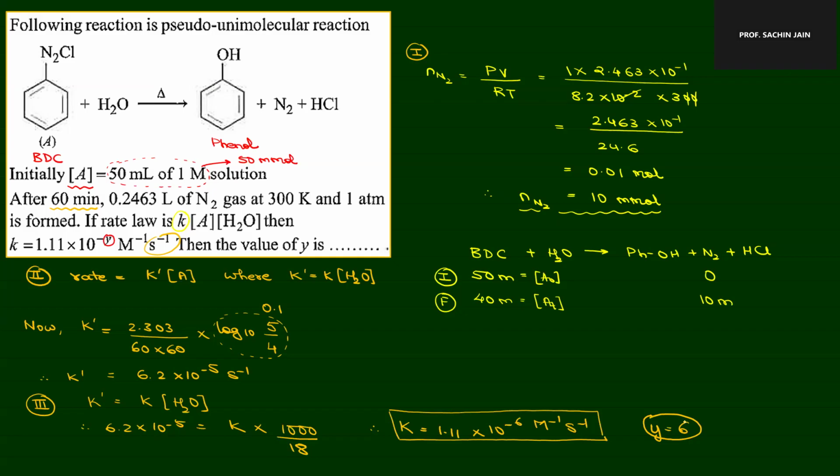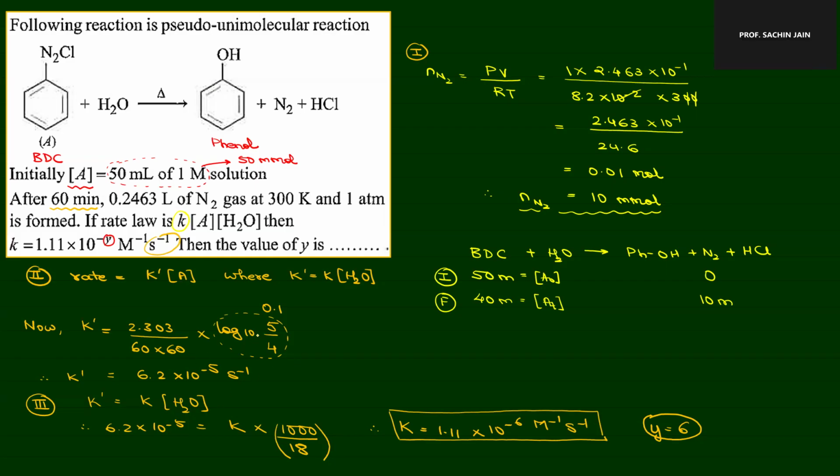The concept of pseudo unimolecular reaction, where the rate constant k dash, which we find over here, is a combination of k into H2O. Then H2O को substitute किया as a standard 1000 by 18 का concentration value. So we want to multiply A का concentration. So in the third equation.